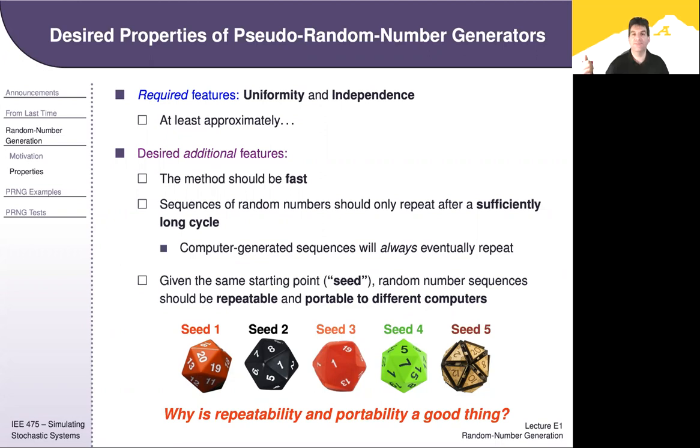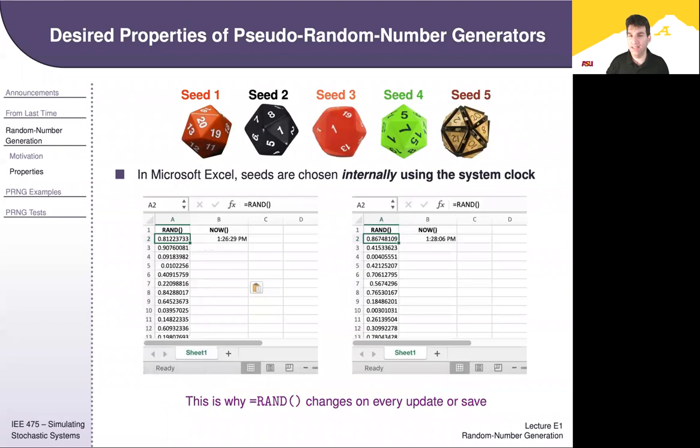But each die itself, if you rerun the factory with that die, is like rerunning that day of the factory over and over and over again so that you can measure things in more detail. It allows you to turn back time and rerun that day of the factory again. So that's something that we're shooting for. That's what we want. Okay, so in Microsoft Excel, the seeds are chosen internally, and they're usually chosen, I think, by the timer.